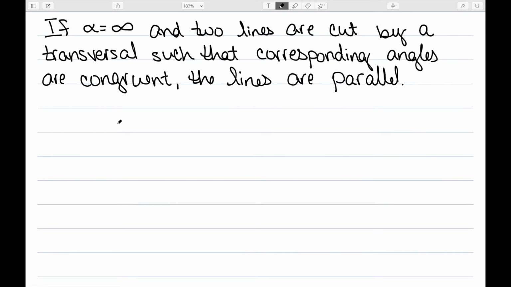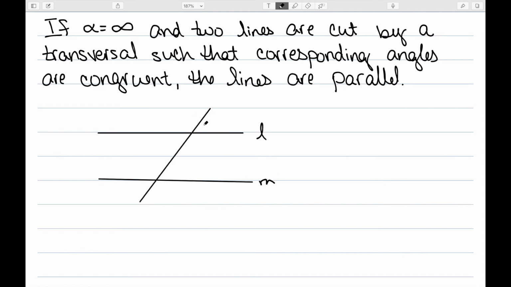The first result of this, once again, if alpha is equal to infinity, is that parallel lines exist. If our two lines are cut by a transversal such that corresponding angles are congruent, then the lines are parallel. Well, this happens because vertical angles are congruent, so this angle up here is equivalent to this angle here, which then gives me my alternate interior angles being congruent, which gives me exactly what I need from my last theorem.